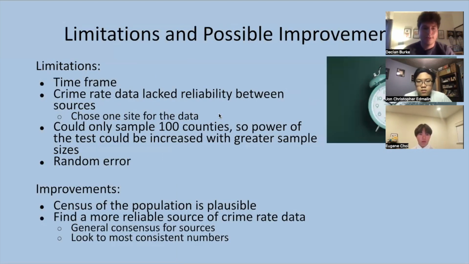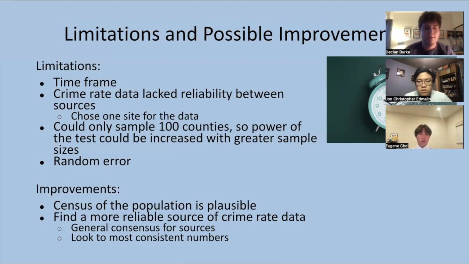Limitations and possible improvements. So one limitation that we faced was time frame for the data. So kind of limiting ourselves within a certain scope of time. The crime rate data also lacked reliability between sources, and we wanted to choose one specific site for the data. And we could only sample 100 counties. So if we wanted to increase the power of the test to get a more resounding answer, we propose to increase the sample size.